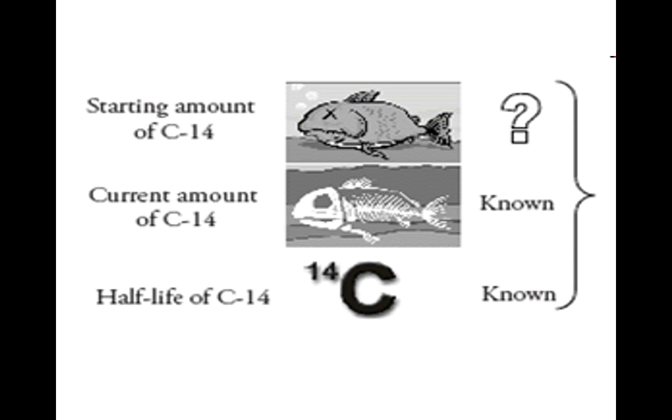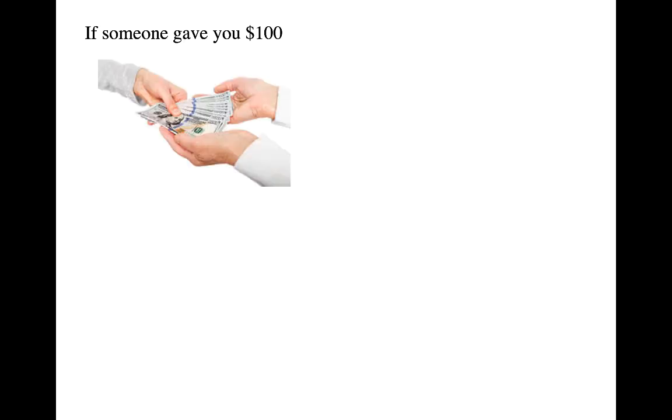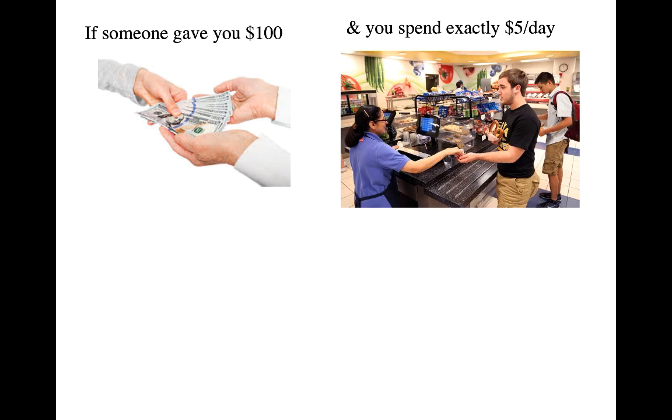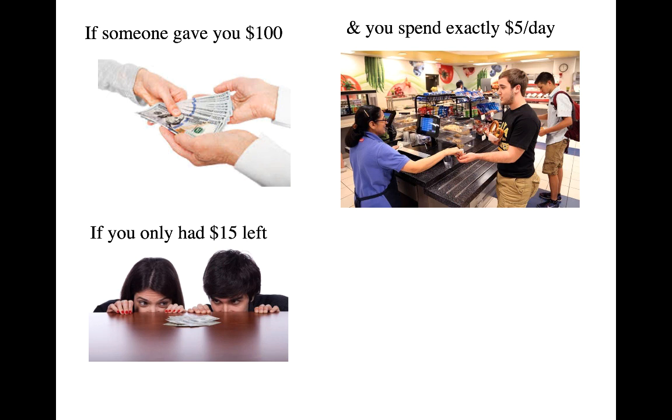But before we do that, I'm going to show you an example of the level of math so we're all comfortable with what we need to do. Let's talk about money for a second. Let's pretend that at some point in time, somebody gave you $100. Your parents gave you $100 for lunch. And every day, you spend exactly $5 per day. You eat the same thing every day for lunch, and you spend $5. And then I ask you, can you look in your pocket right now to see how much money you have? And you have $15. So the question is, can you figure out how long ago you got the money?